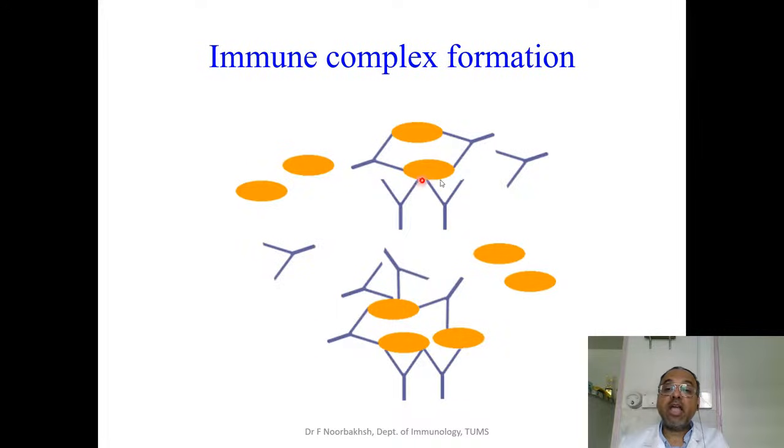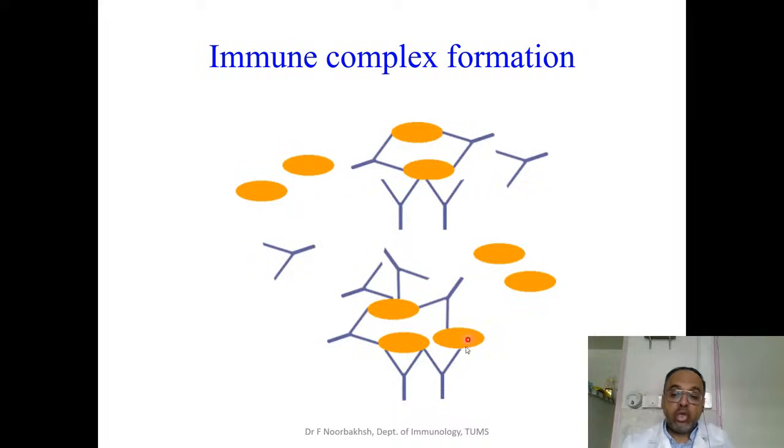And a lot of antigens have more than one epitope to bind to antibodies. So this having more than one region to bind to the antigen, and for antigens having more than one epitope to bind to the antibodies, sometimes leads to big complexes of antigens and antibodies. And these are called immune complexes.